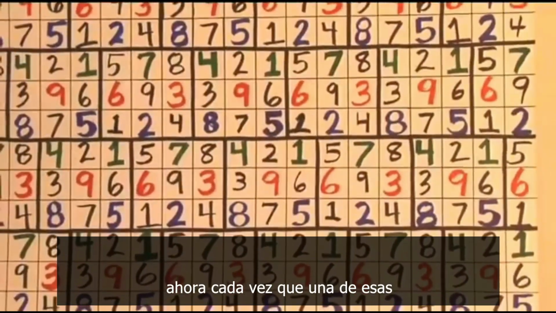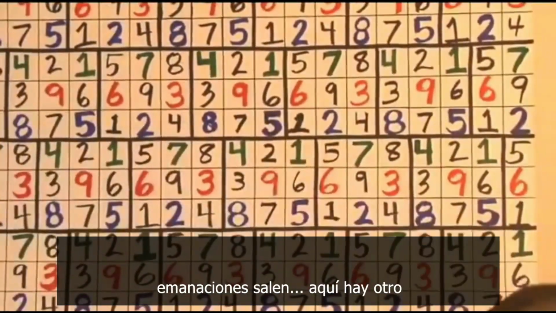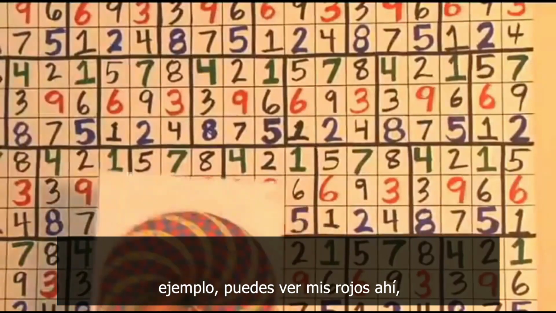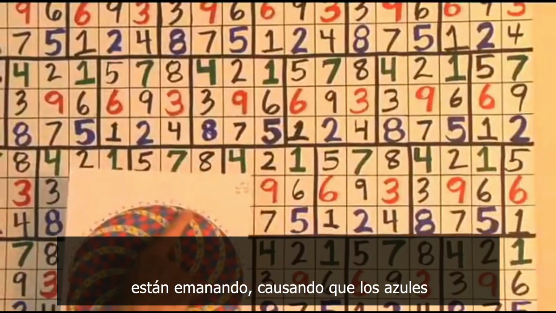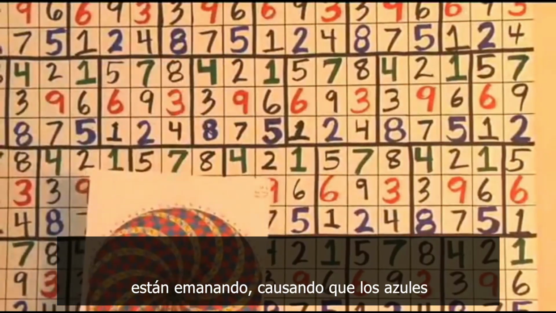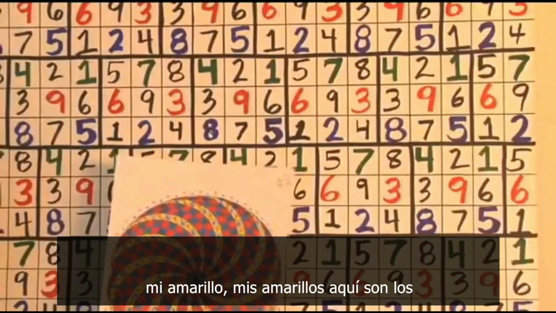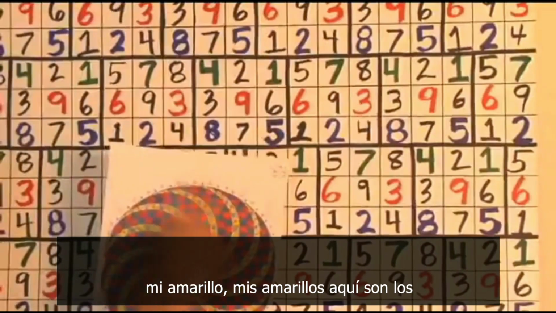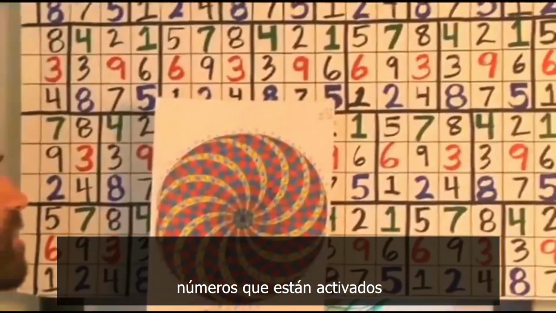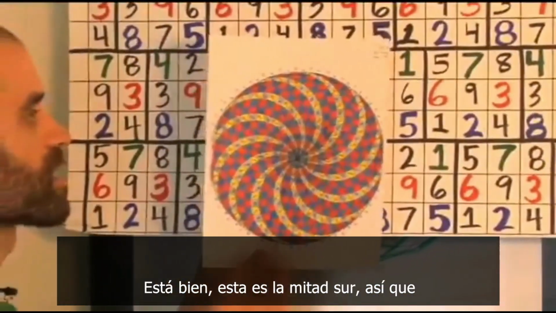Now, each time one of those emanations comes out, here's another example. You can see my reds, they're emanating out, causing the blues to come in. So this is an example. I'm showing my yellow. My yellows here are the numbers that are activated. All right, this is the southern half.